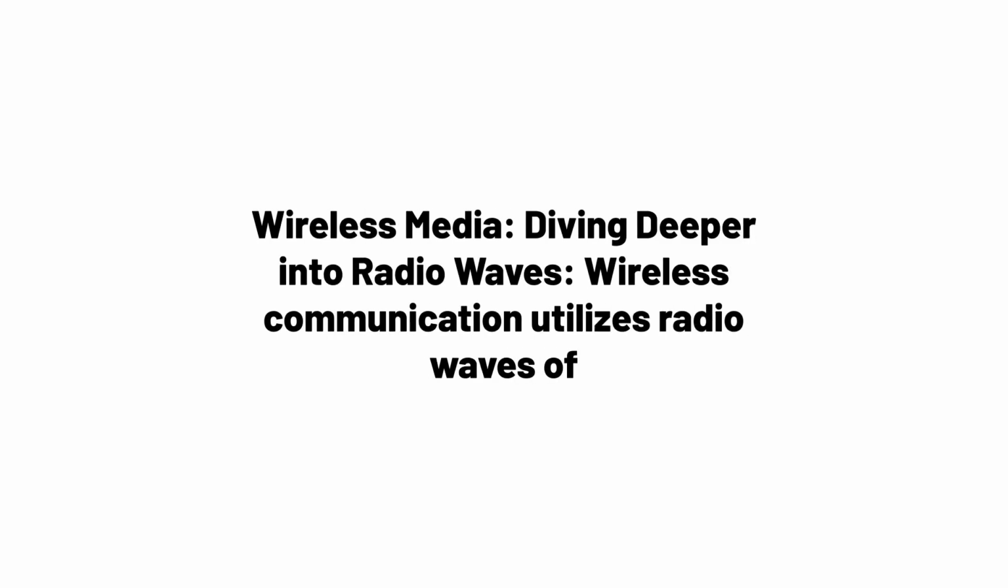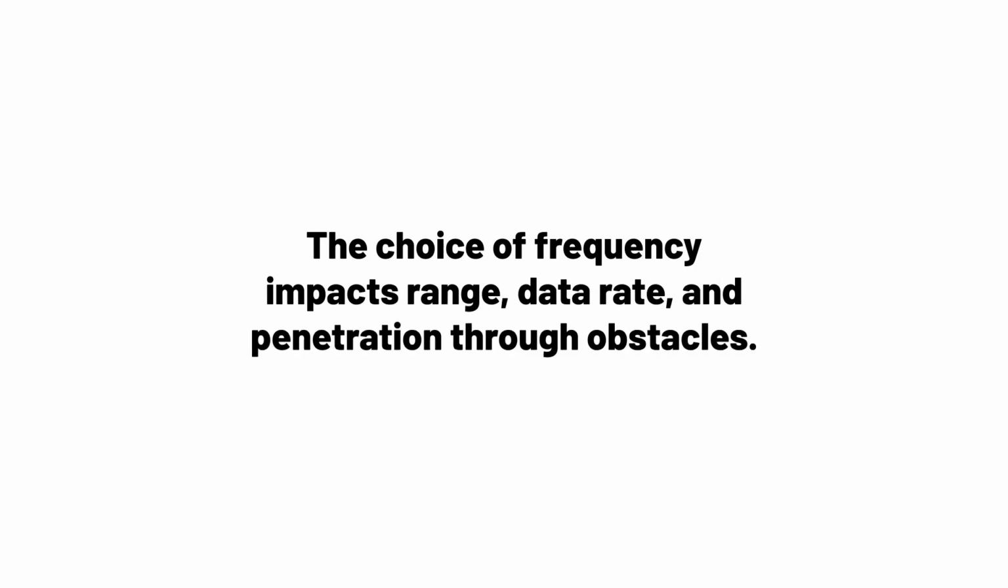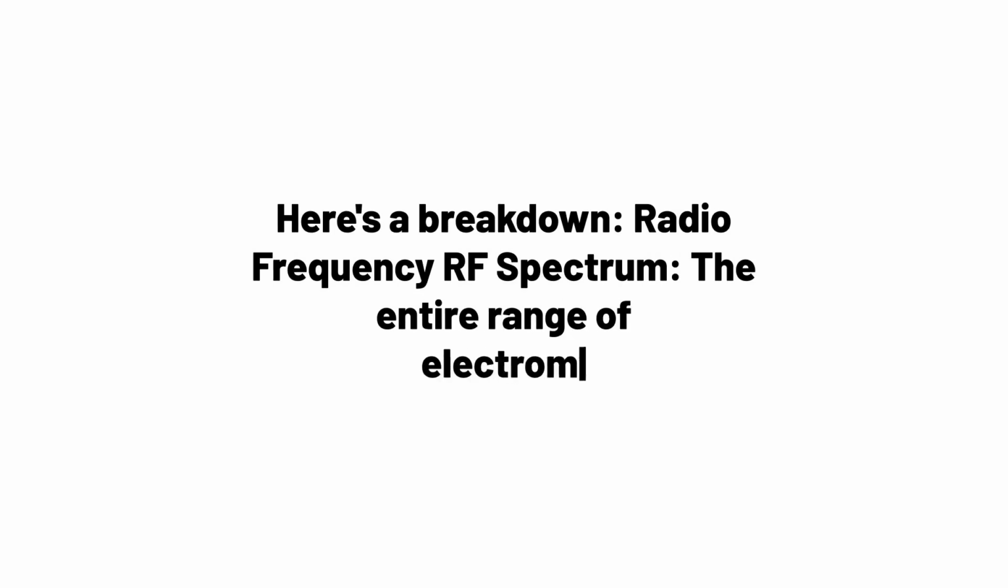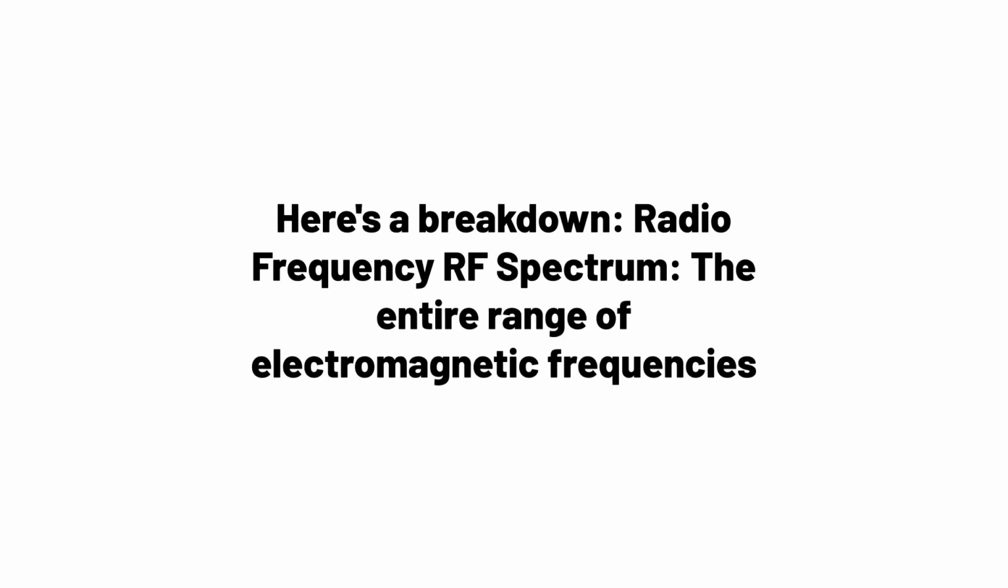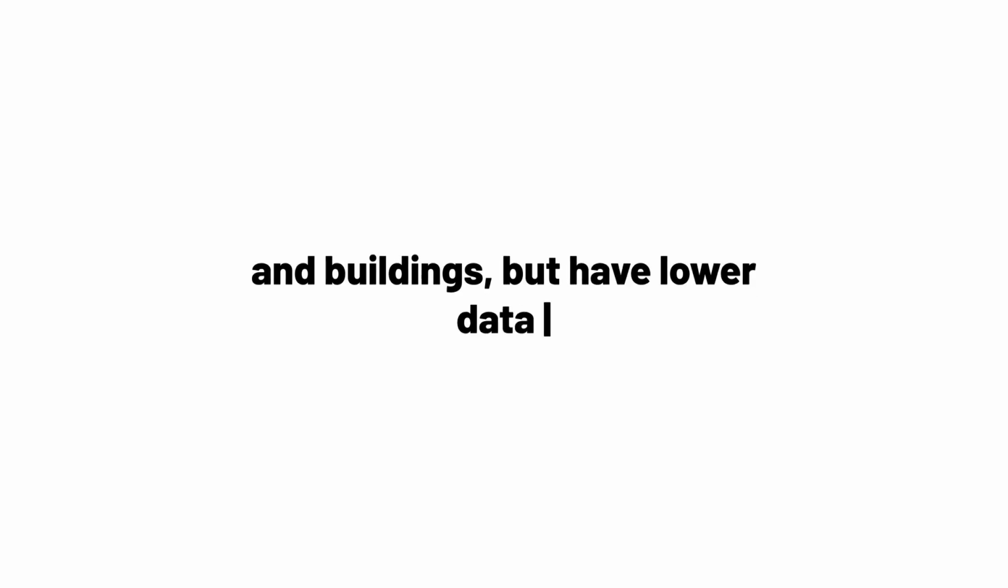Wireless media, diving deeper into radio waves. Wireless communication utilizes radio waves of various frequencies to transmit data. The choice of frequency impacts range, data rate, and penetration through obstacles. Here's a breakdown. Radio frequency, RF, spectrum, the entire range of electromagnetic frequencies used for wireless communication. This spectrum is divided into different bands with varying characteristics. Lower frequencies offer longer range and better penetration through obstacles like walls and buildings, but have lower data rates. Examples include radio waves used for AM/FM radio broadcasting.